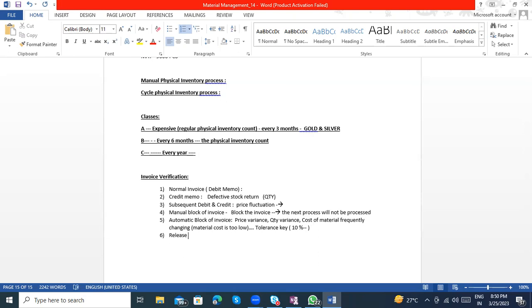The next process is releasing the blocked invoices. Here the system will check manual block invoices and automatic block invoices, and release of blocked invoices is accessible only to the respective supervisors or someone similar. They will check why it is blocked and why there is a variance. If they accept it, they can release the invoice. Then once it is released, the payment will be processed from the finance side. Clear?